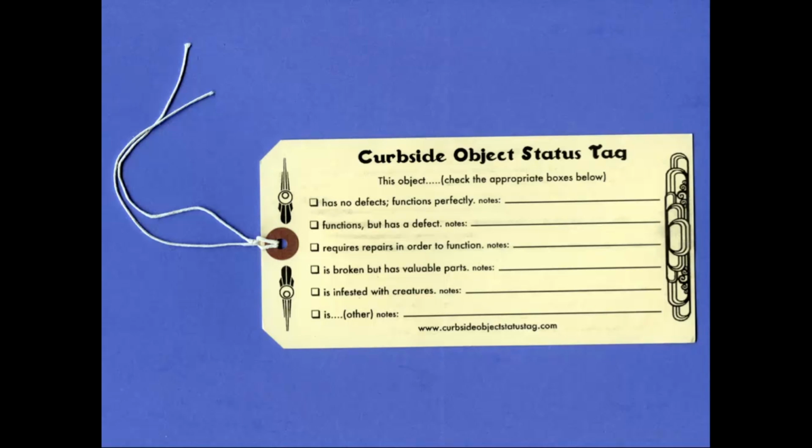This is a multiple called the Curbside Object Status Tag, and it's designed to facilitate the smooth operation of the informal sidewalk gift economy. That's a fancy way of saying trash picking. The practice of leaving useful but undesired objects on the street is very common in my neighborhood. I think all communities have a version of this. If you live in an apartment, maybe leaving it in the lobby of an apartment.